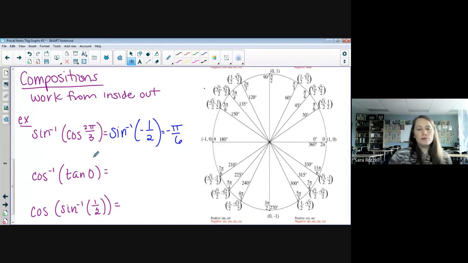This one confuses people because tangent 0 is an angle, and 0 is also a trig ratio for this. So when it says tangent 0, we don't have the inverse sine with the tangent, so that just means to go to 0 degrees or 0 radians and figure out what tangent is. Remember, tangent is y over x. So what is 0 over 1? 0 over 1 is 0. So tangent of 0 is just 0.